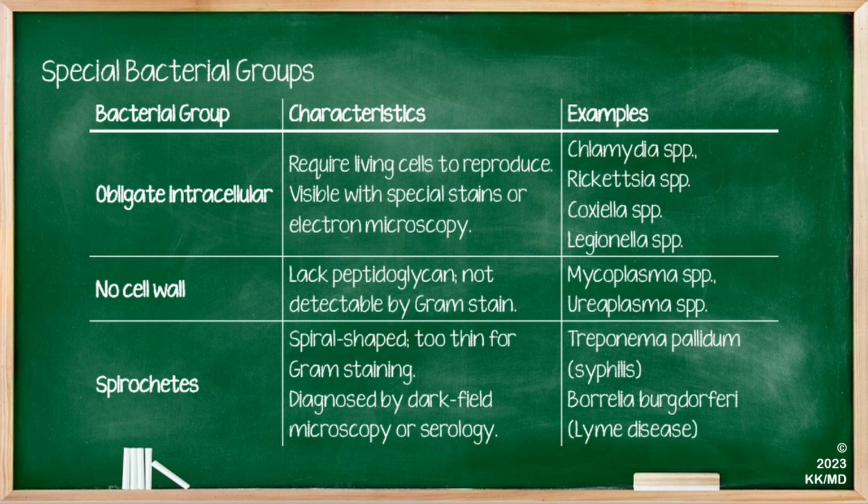There are some bacteria with no cell wall, and these lack peptidoglycan, and therefore they cannot be detected by gram stain. And these include mycoplasma and ureaplasma. And so mycoplasma, you will know, causes TB, and we'll talk about TB in a later episode. And finally, there are spirochetes, and these are spiral-shaped, which are too thin for gram staining. So these are diagnosed by dark field microscopy or serology. And examples of these are Treponema pallidum, which causes syphilis, and Borrelia burgdorferi, which causes Lyme disease.